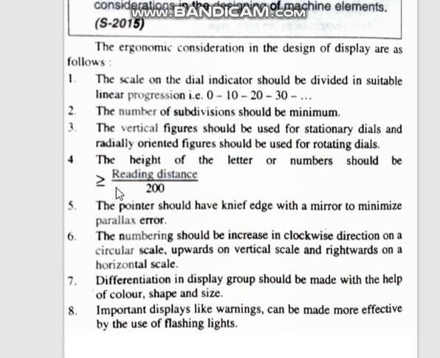The height of the letters, how big the letters or numbers should be, should be greater than or equal to reading distance upon 200. Sometimes, say in Hyderabad metro stations, some boards have the names of the stations. If I stand some 100 meters away and look at it, I will not know what it is. It is so small. That is not the right way of display. The reading distance divided by 100 will give you the height of the letter or the font size. The pointer should have a knife edge with a mirror to give minimum parallax error.